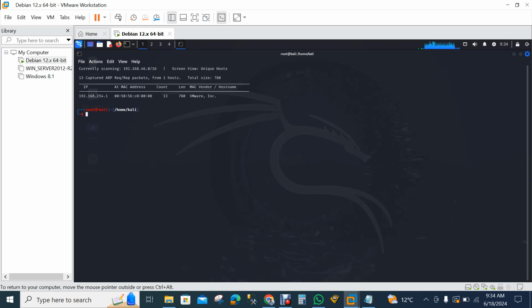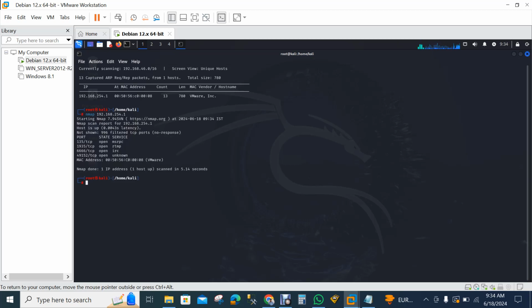At the moment I'm going to use my nmap command. Here is my nmap, and I have the IP address of one of my networks. I'm just using 192.168.254.1. If I press enter, we will get more information about this network IP address.